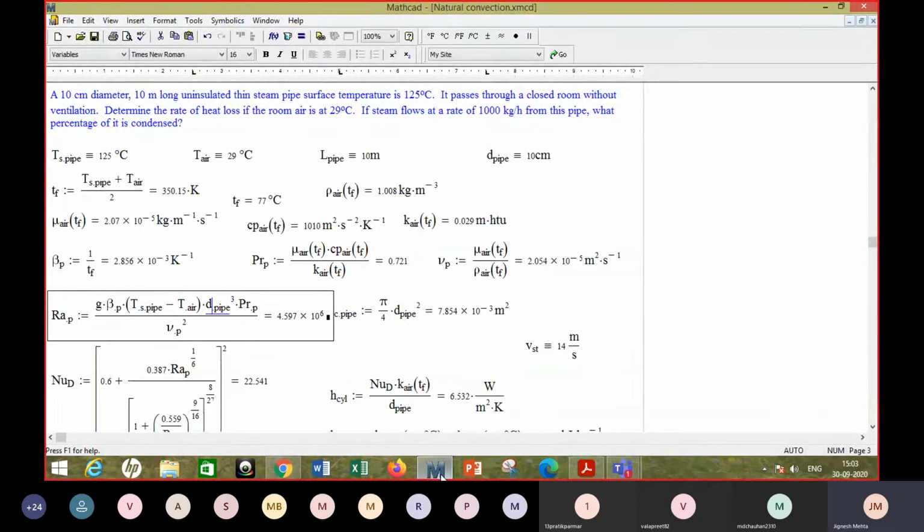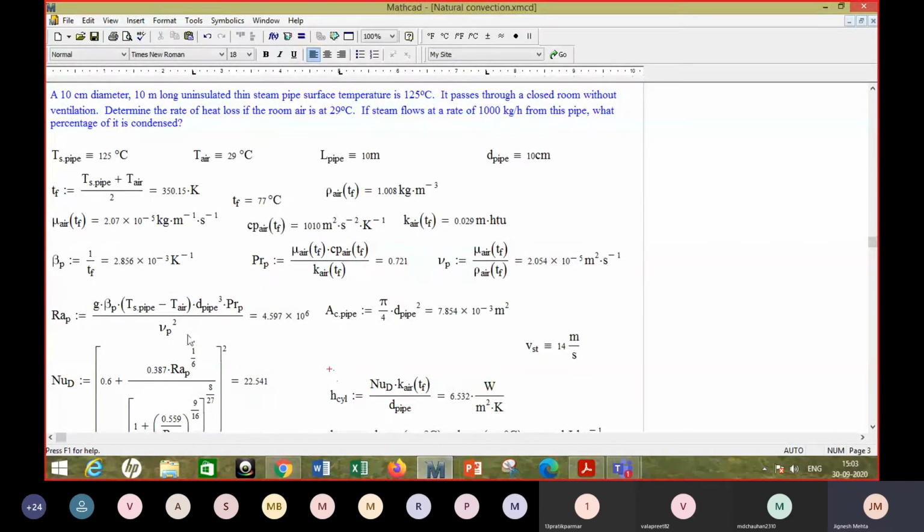So let's go back to the example. So you find out Rayleigh number, g beta (Ts minus Ta) d cubed, where d is the diameter of the pipe, which is the characteristic dimension here, over Prandtl number and nu squared. So you are getting 4.597 into 10 raised to 6. So this is the Rayleigh number, and you see that it is less than 10 raised to 12.